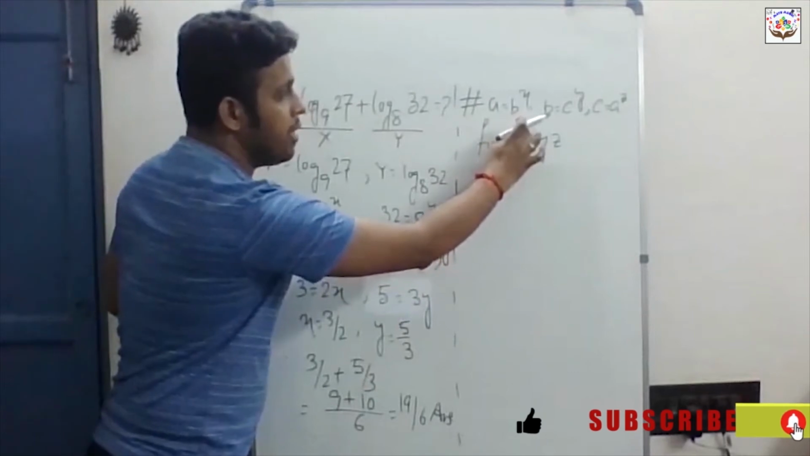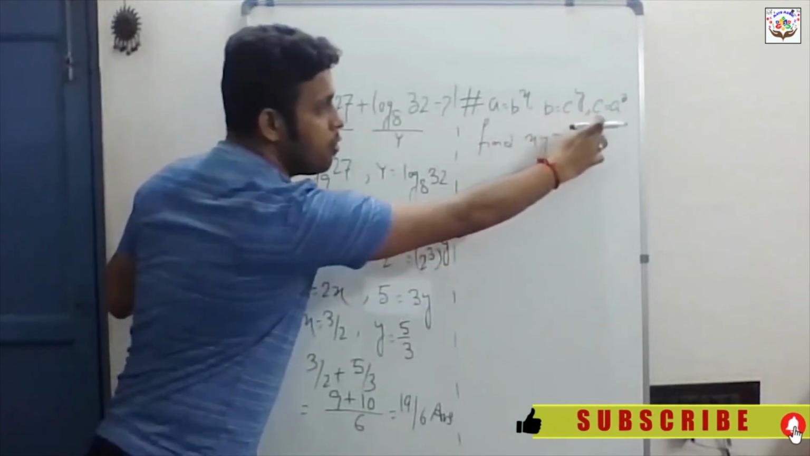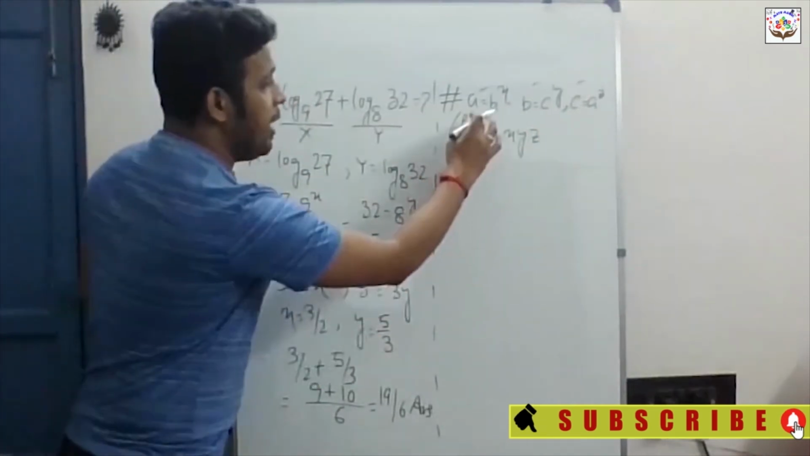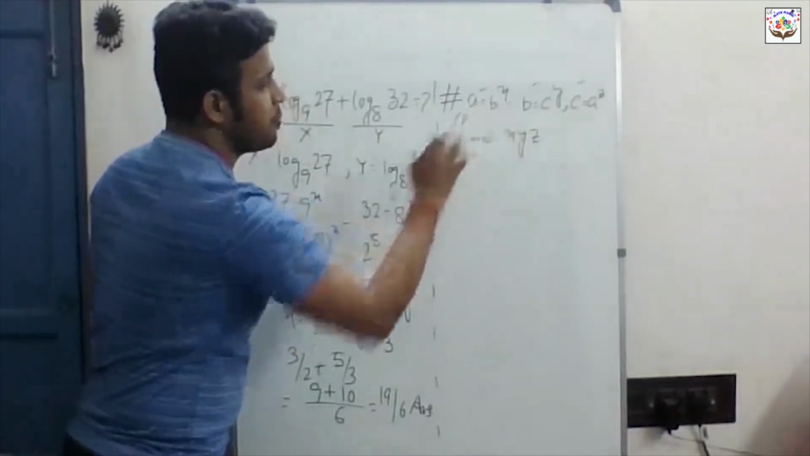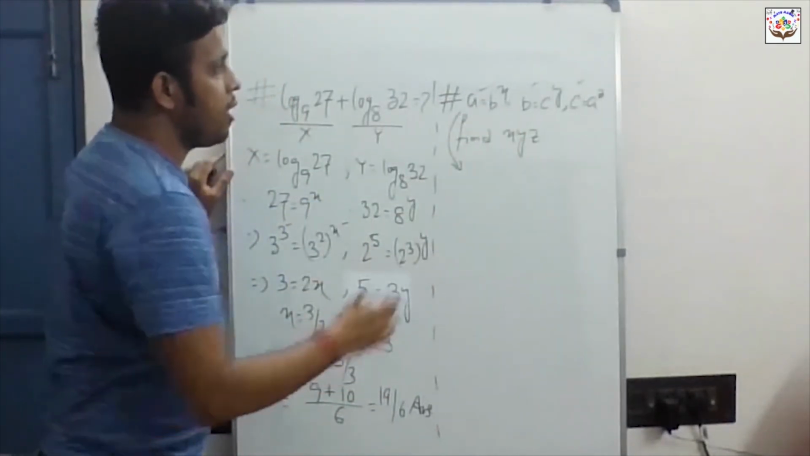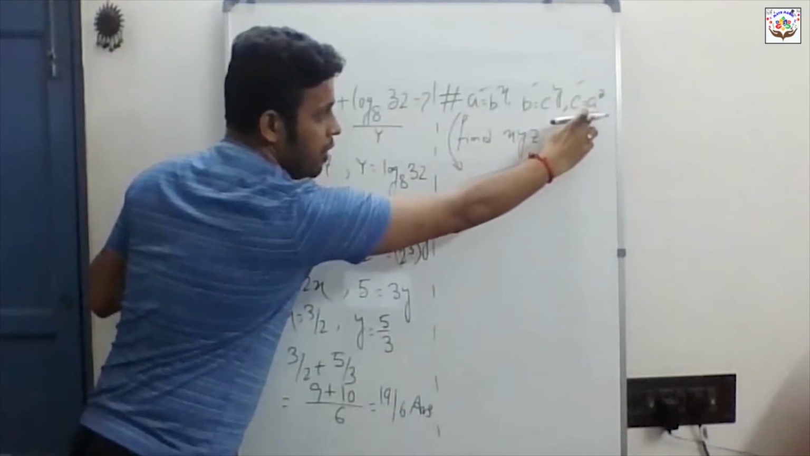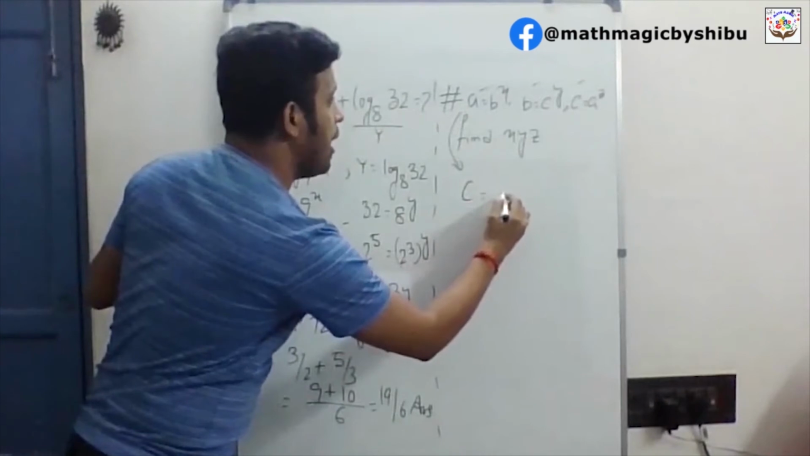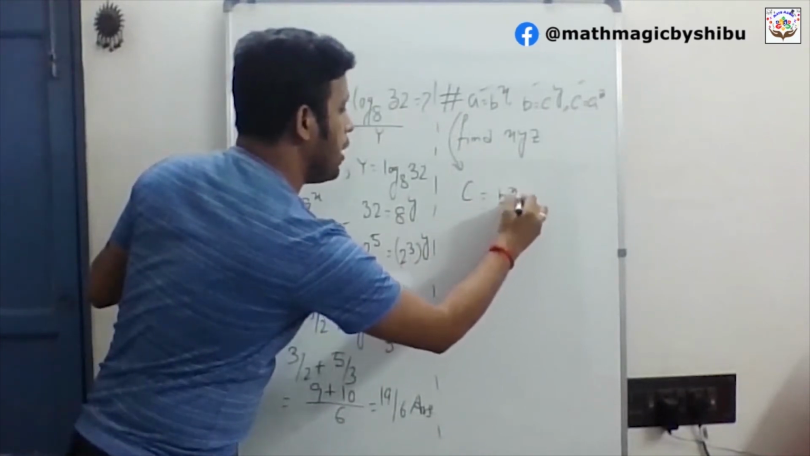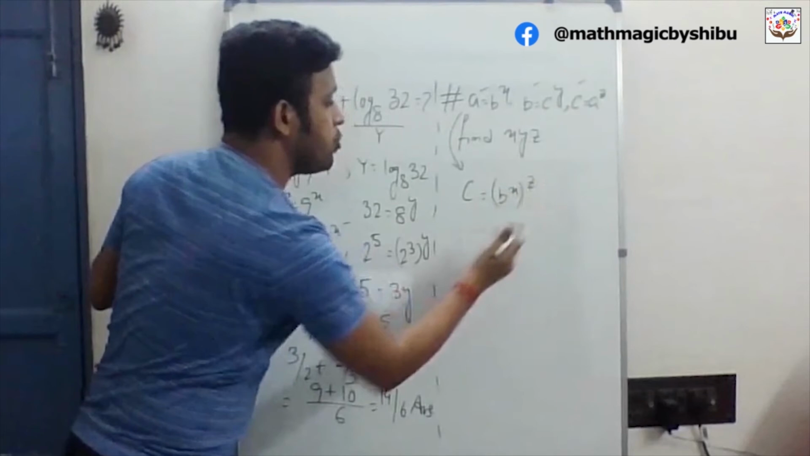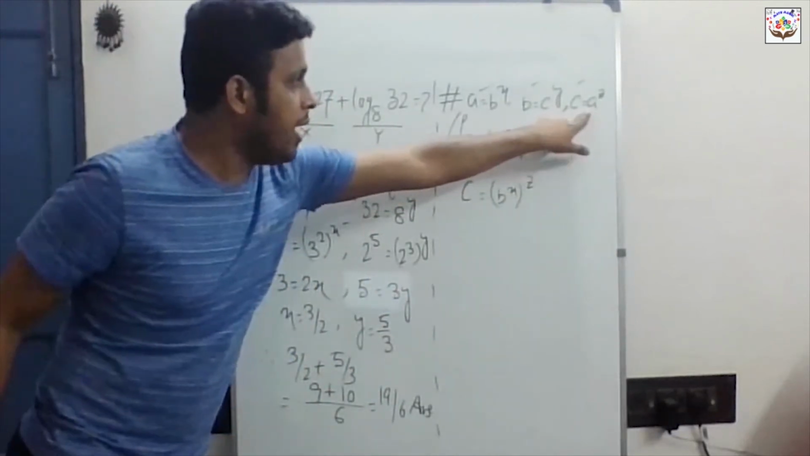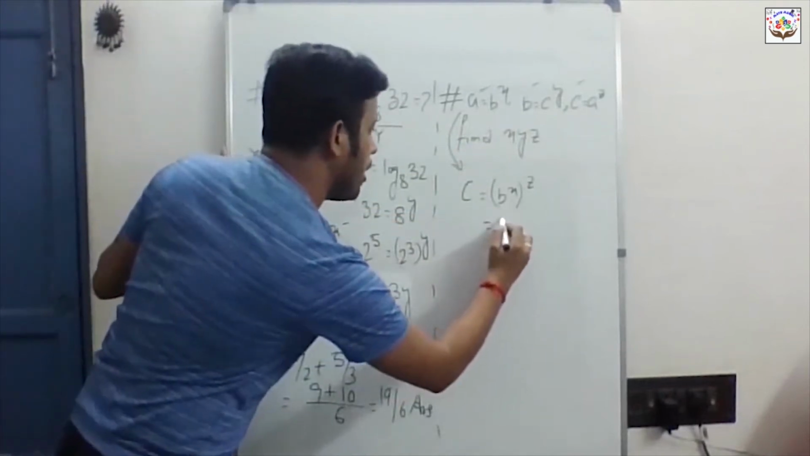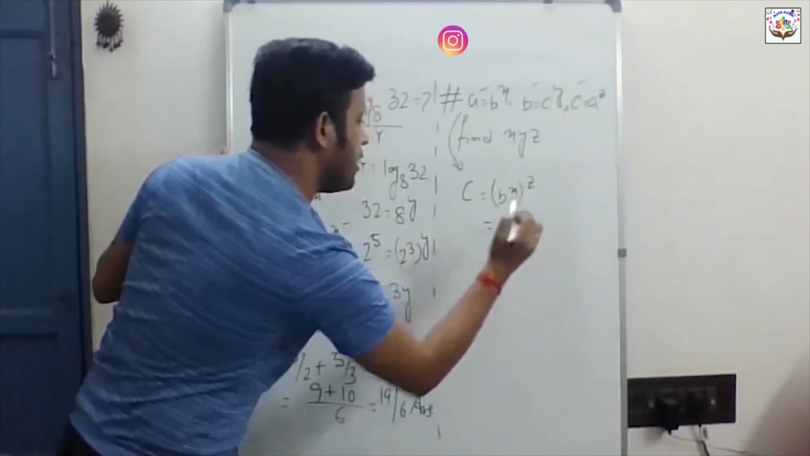a equals to b to the power x, b equals to c to the power y, and c equals to a to the power z. We need to find x into y into z. a equals to b to the power x. Okay. So can we put the value of a at this position? Like, can we write c as b to the power x to the power z, because we are replacing the value of a as b to the power x in c. Okay. So c will become b to the power xz.